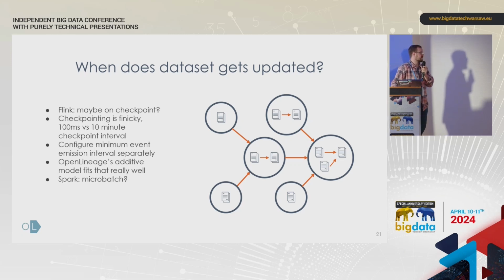And that's where the additive, not addictive, model works well, because you can just emit an additional event, and the data for this job will be taken from the last event, in addition to having separate information that might not be updated from the previous events. And for Spark, the natural candidate seems to be microbatch, and I think that's what we're going to look at later.